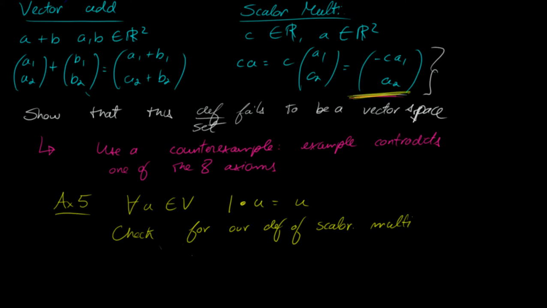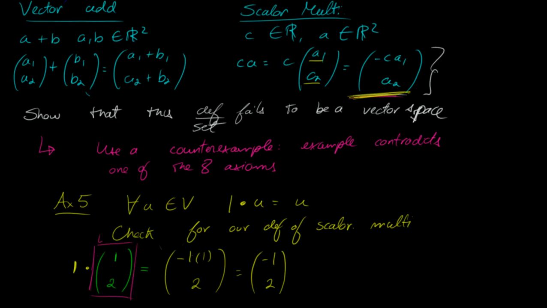So if, according to this definition, we did 1 times, and now I have to use a real concrete example. It can't just be with symbols like A1 or A2. Even though it's tempting to do that, you have to show a real tangible example. Let's say 1 times (1, 2). This should give me (1, 2). But according to the definition I have here, it's actually going to give me (minus 1 times 1, 2), which is equal to (minus 1, 2). But the vector u that I started with on the left is definitely not equal to this new vector. So my left-hand side is not equal to my right-hand side.